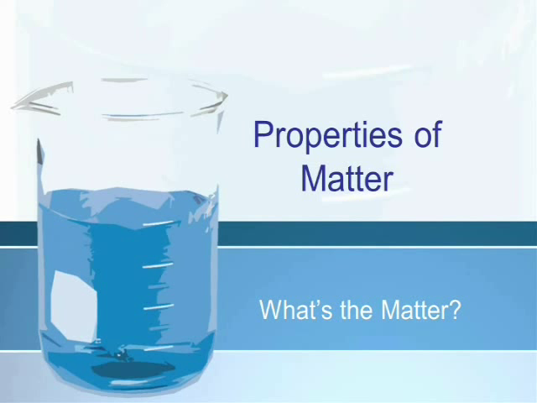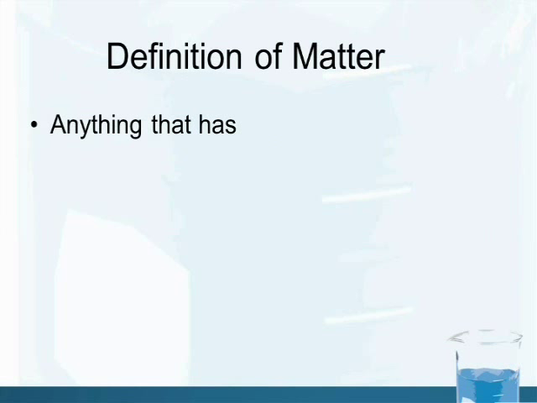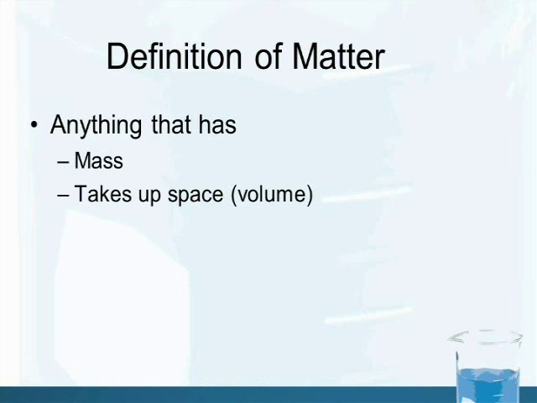We now look at properties of matter. What's the matter? This chapter we're looking at what properties of matter are. And first, though, we need to know what the definition of matter is. Now, matter is anything that has mass or takes up space. So if something has mass or takes up space, it matters.